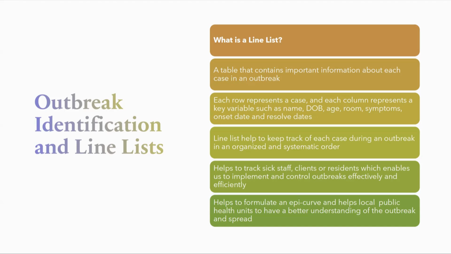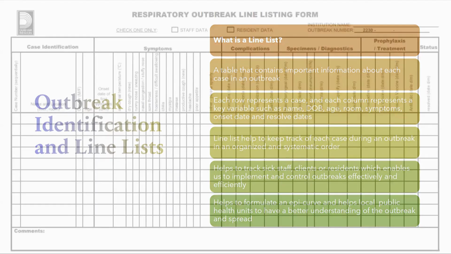So it kind of gives us the understanding that this person can come back. They've been resolved, no more symptoms. This person should be staying home because I see here that their onset date started on this date, and we need a few more days before we can allow them to come back. So it helps us to understand what's happening and helps us to organize who's ill, who can return, and what needs to get done with this person as well. Helps track sick staff as well, clients or residents, which enables us to implement and control outbreaks effectively and efficiently. And it also helps to formulate an epi curve, which I already mentioned as well. Next page.